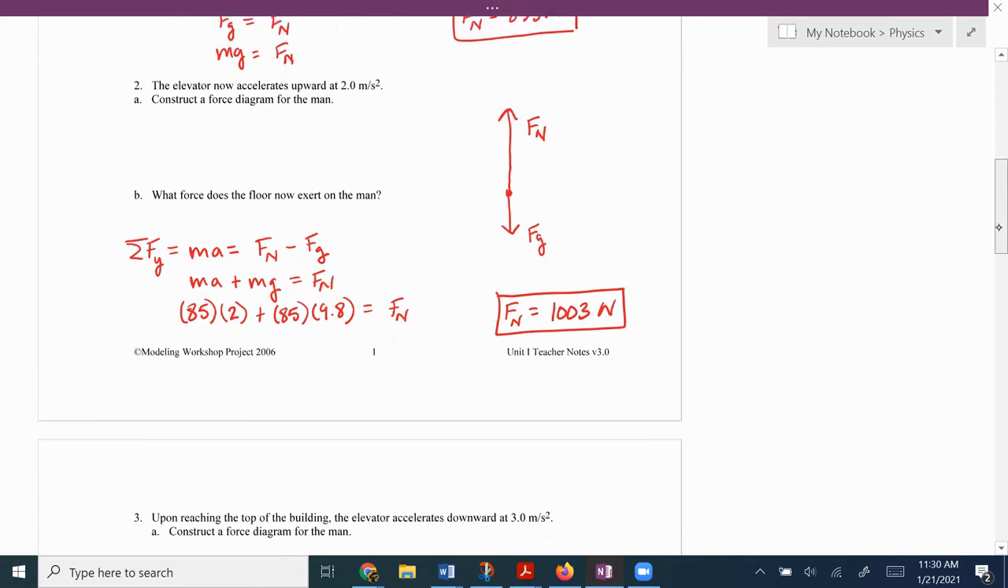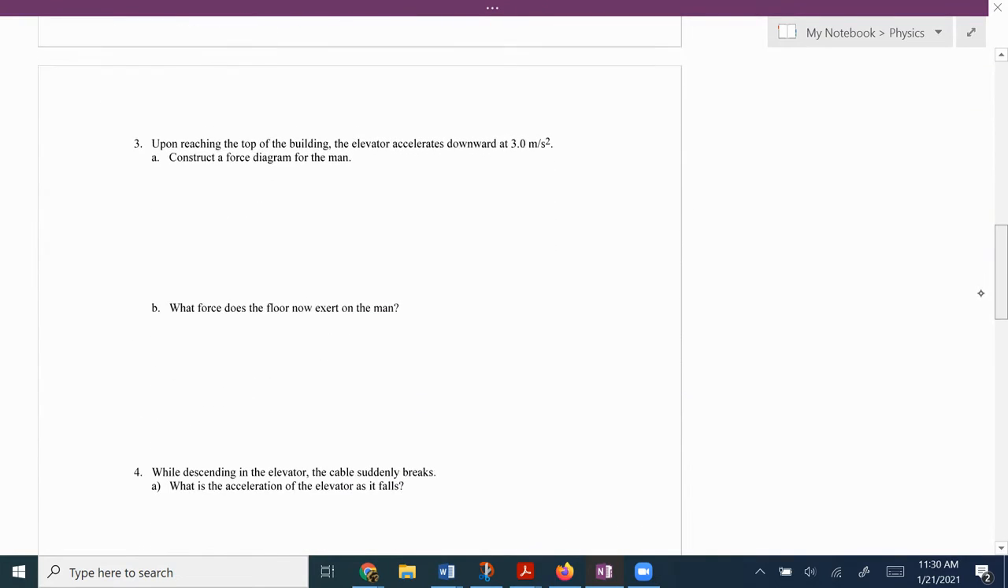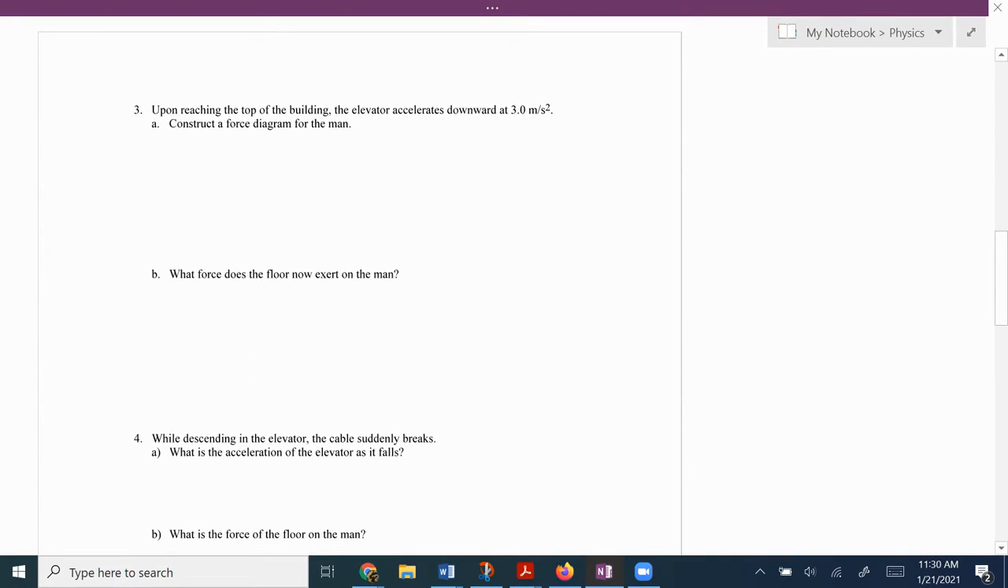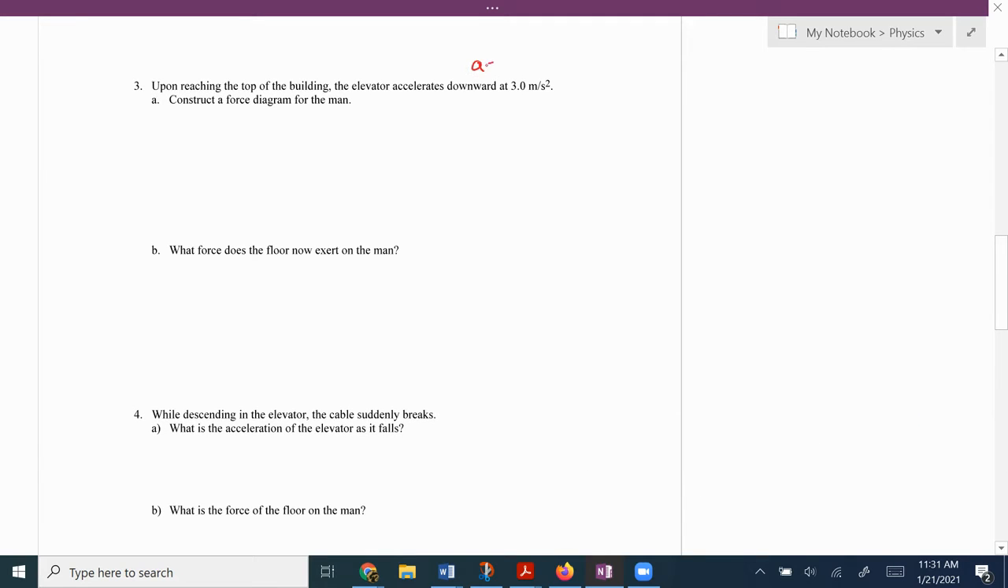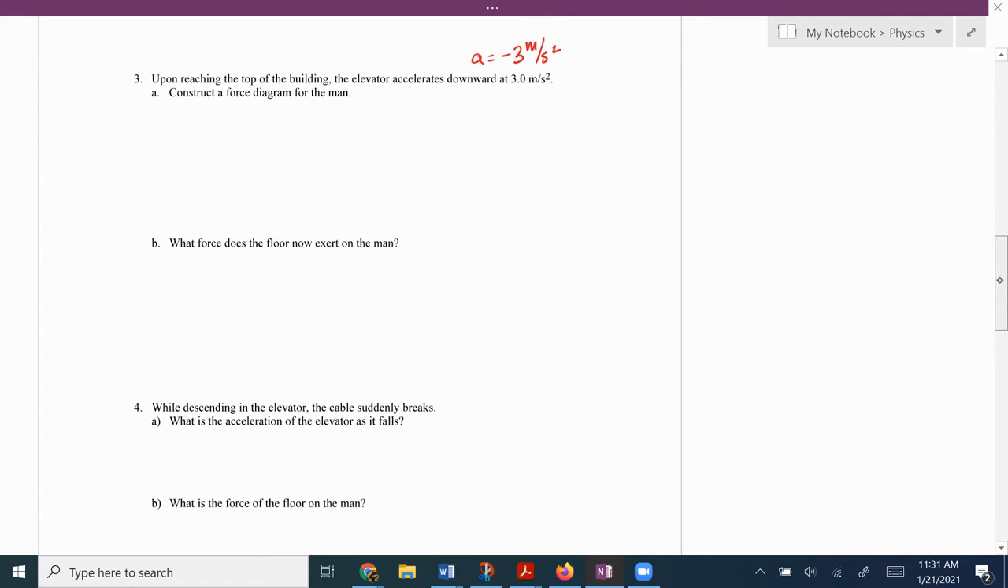Now we've reached the top of the building, so we have a downward acceleration of -3. As it's slowing down, the velocity is upward, but we're slowing down. That means we actually have a downward acceleration, so it's going to be an acceleration of -3 meters per second squared, because it needs to have the same sign as gravity. They're both going to be negative.